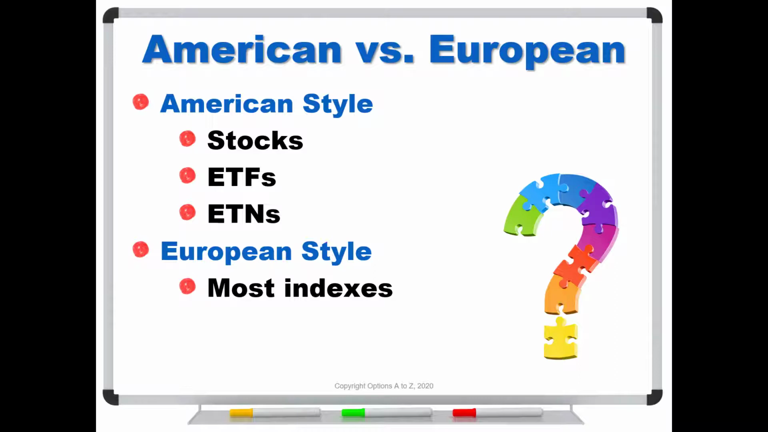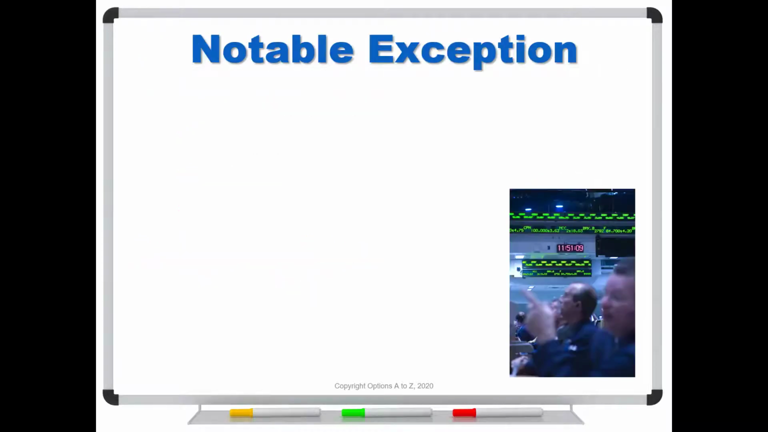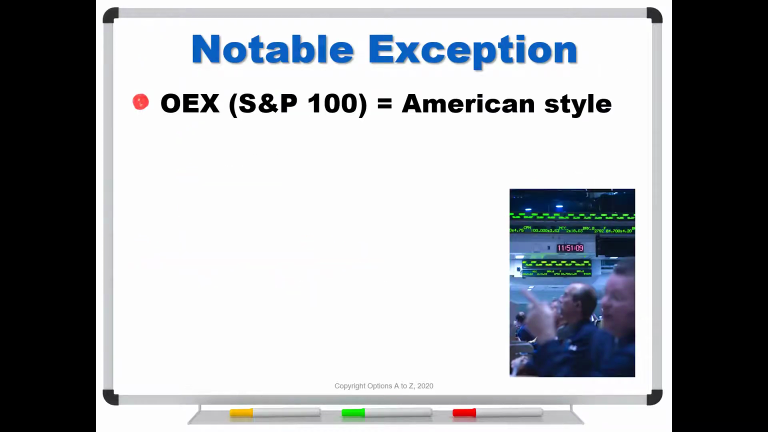So this is why it can also be important to understand if you're trading some of the indexes. A notable exception is the OEX, the S&P 100. It's actually an American style option, even though it covers an index. But if you want to trade a European style, you can trade the XEO. That's a European style. Notice that the letters are reversed. That can also be important if you're using vertical spreads, because this poses a particular risk because it is cash settled. But we'll have to save that for a different video.